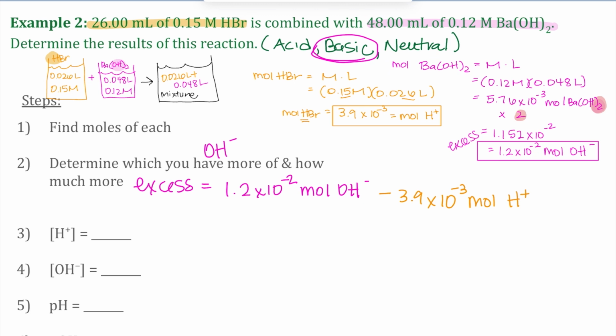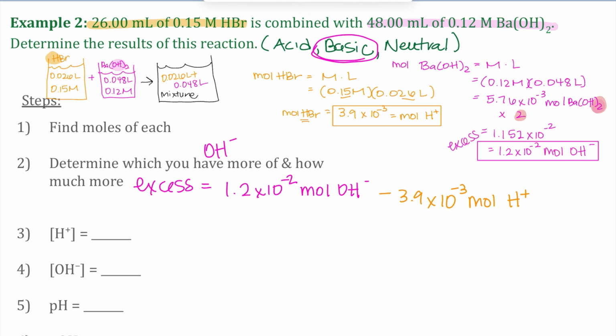If you accidentally put the wrong one first, you'll just get a negative number, and you just make it positive. That just means you identified your excess wrong. If you put your H pluses first and you get a negative difference, then you'll know that the OH is actually in excess.